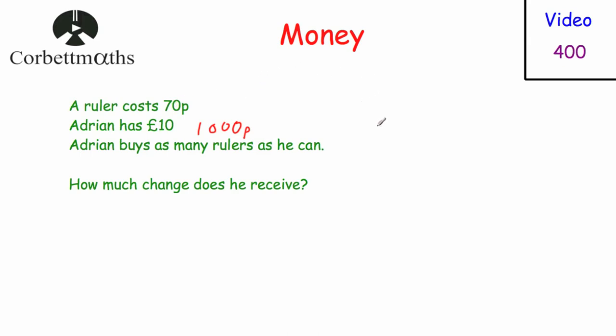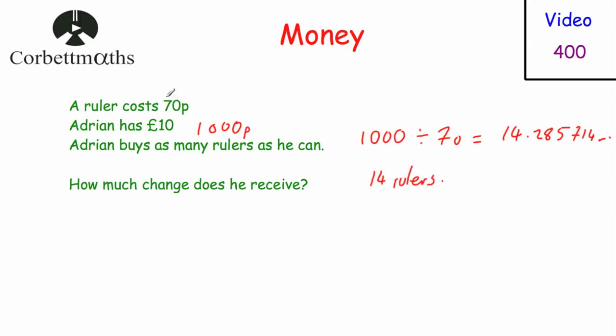So let's get our calculator and we're going to divide the amount of money he has, the 1,000, by 70. And that'll tell us how many times 70 goes into 1,000. And when I do that, I get 14.285714 and so on. So that means this 70 goes into 1,000 14 and a bit times. Now, if he goes into the shop, Adrian can't buy 14 and a bit rulers. He can buy 14 rulers. He doesn't have enough money for his 15th ruler. So we know that he buys 14 rulers.